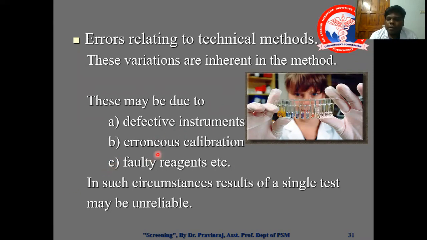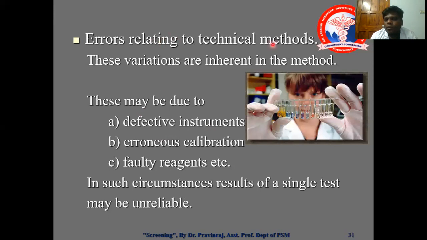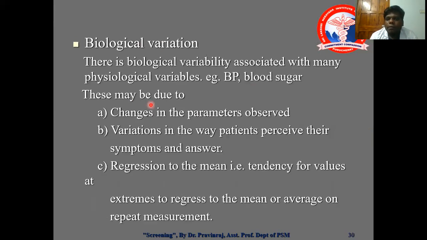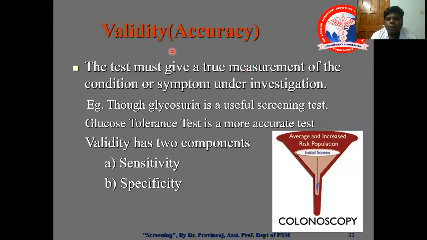Likewise, you may have miscalibrated instruments and faulty reagents that we are going to use. So one source is the doctor or observer, another is the patient himself, and another is the instruments. These are the three things that will affect your repeatability. Then there is something called accuracy. Accuracy means that whatever result has come should be near to the true value. The test must give a true measurement of the condition or symptoms under investigation.